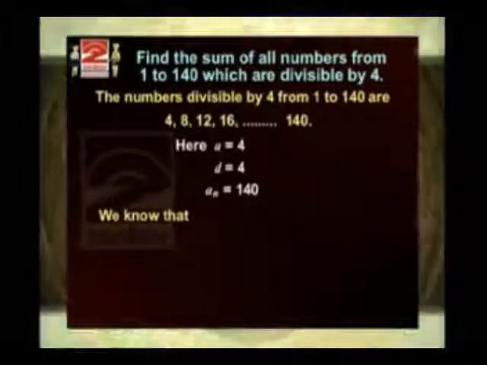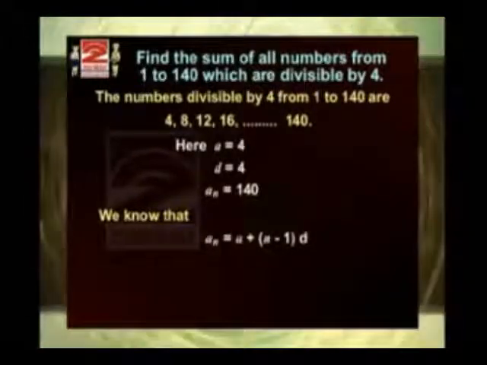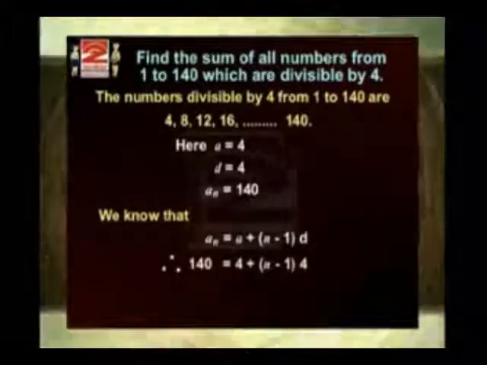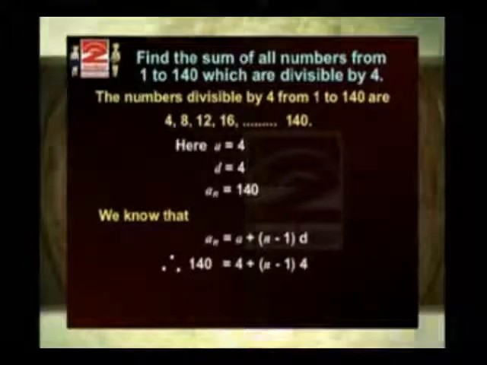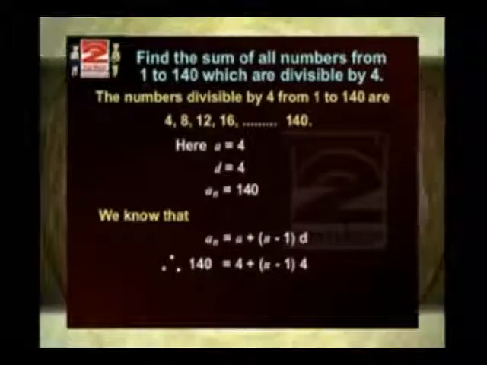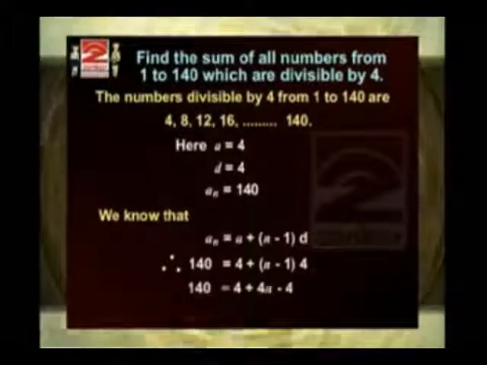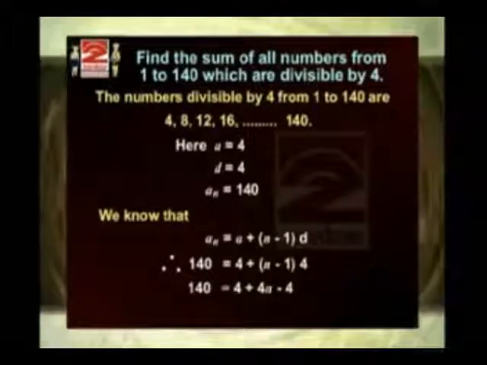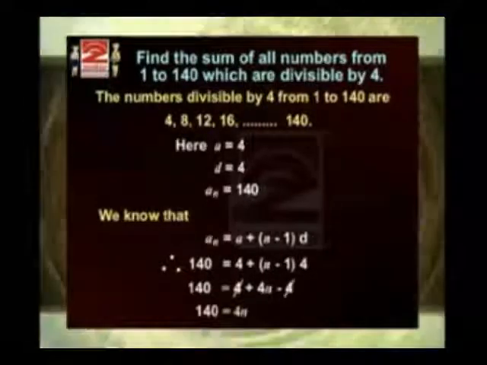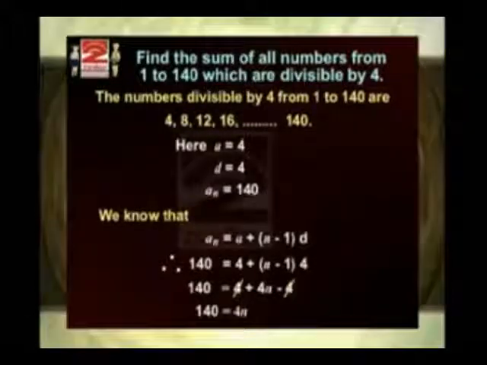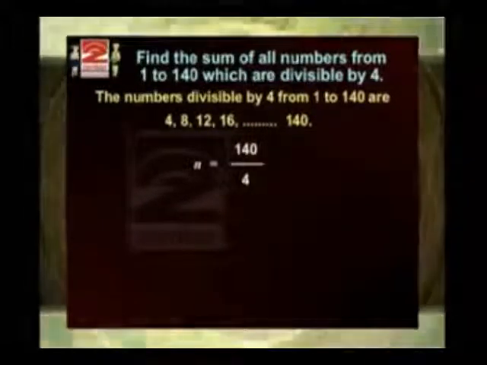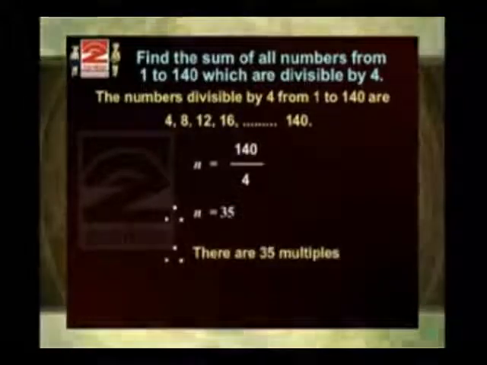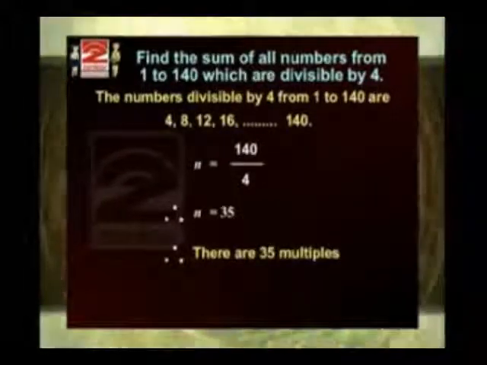We know that AN is equal to A plus N minus 1 into D. Therefore, 140 is equal to 4 plus N minus 1 into 4. So 140 is equal to 4 plus 4N minus 4. Therefore 140 is equal to 4N and N is equal to 140 upon 4, that is equal to 35. That means there are 35 multiples.